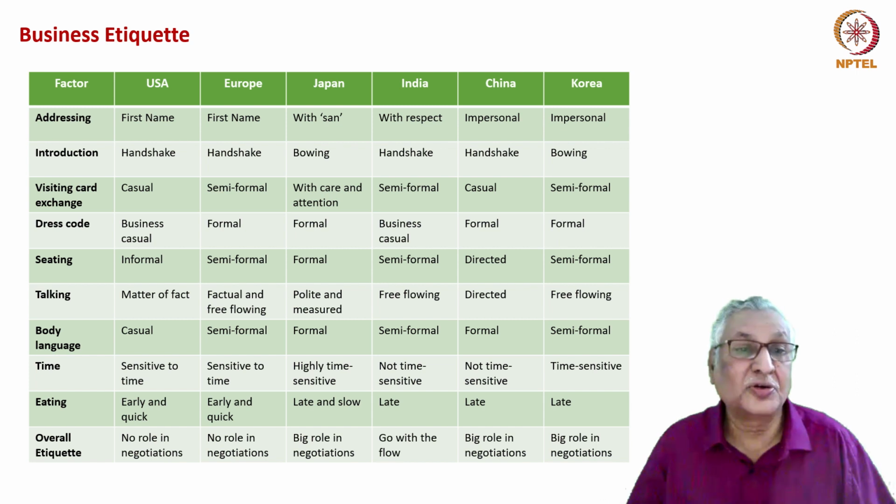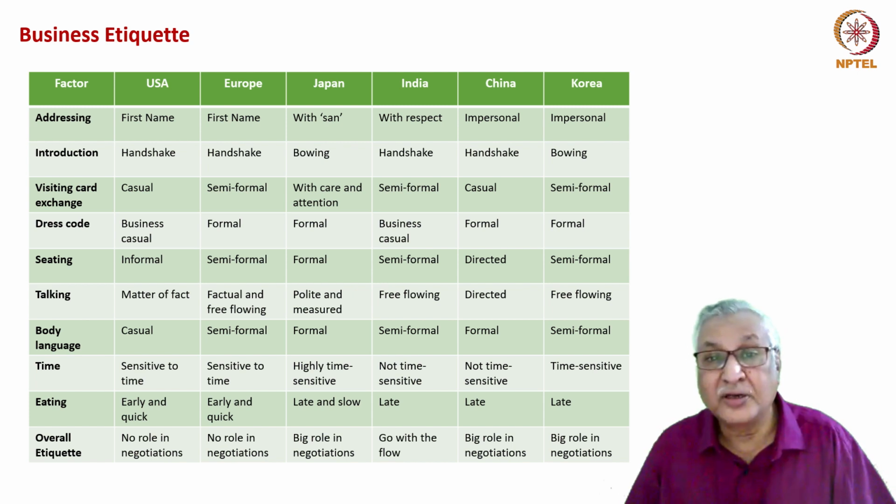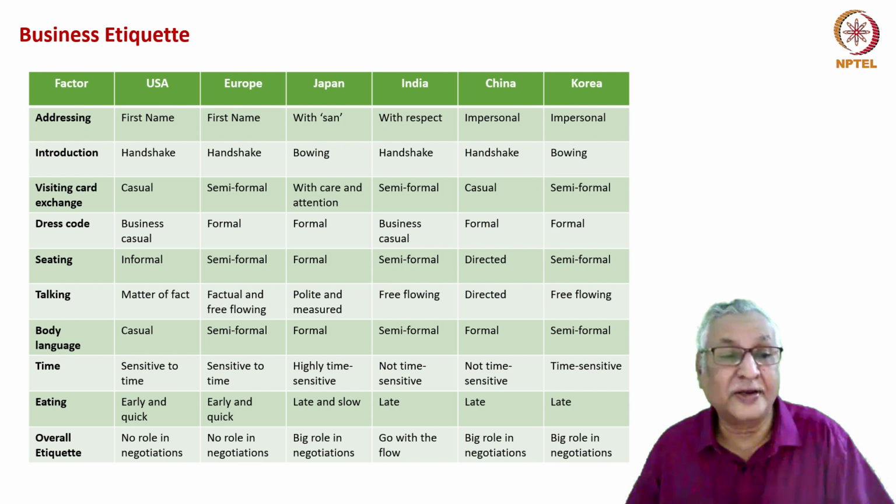As far as the dress code, generally USA has moved to business casual approach in its dress sense. Europe again is formal still. Japan is quite formal in terms of the dress code in business negotiations. India adopts a business casual dress code. China is quite formal in its dress code, and so is Korea.